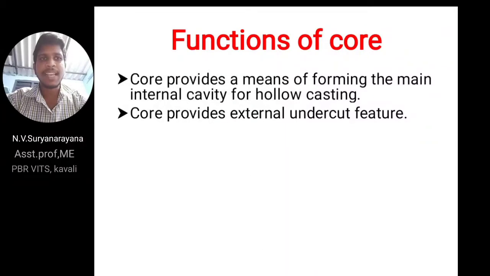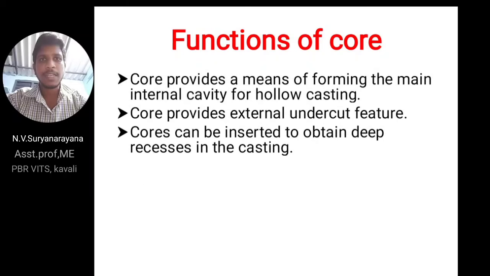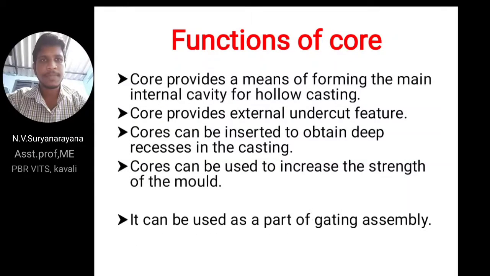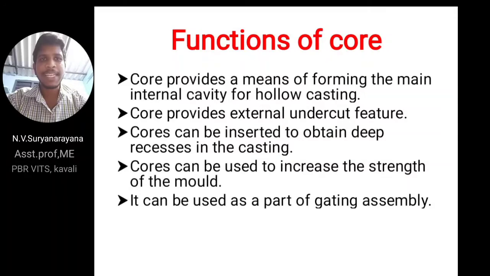Then it provides external undercut features. We already know what overcut and undercut are. Overcut means excess. Undercut means not filling up to the ratio. Next, cores can be inserted to obtain deep recesses in the casting, and they can be used for increasing the strength of the mold. It can also be used as a part of the gating assembly.